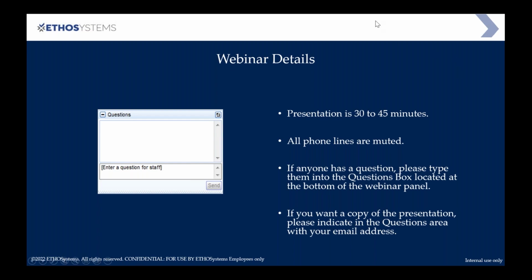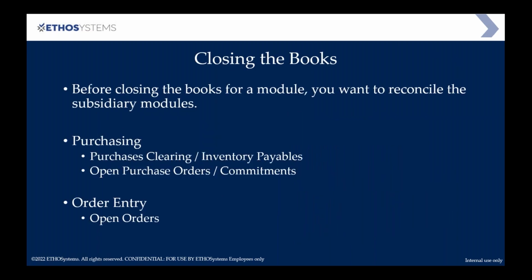So let's talk about the first process, which is closing the books. Before you close any of the books in the module, you want to reconcile. The most important thing is reconciling at the end of the year within each of the modules. If you actually do these on a monthly basis, it will go quicker than doing it once at the end of the year. But these are the things that we recommend you reconcile on a monthly or yearly basis.